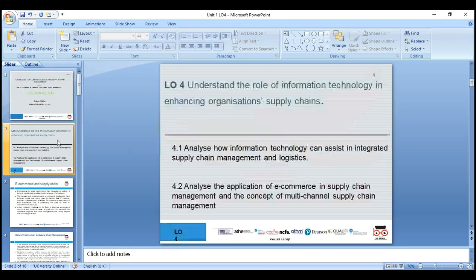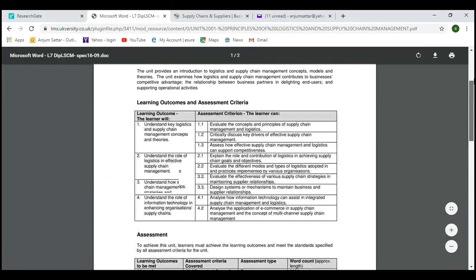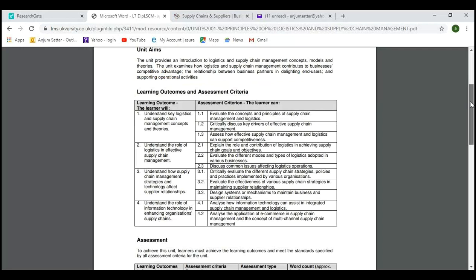So today's lesson will cover our LO4, learning outcome 4. Before starting our lesson, first we'll look at what we learned up to now, what we covered and what we know. In our unit, we covered 3 learning outcomes. First was understanding the key logistics and supply chain management concepts and theories, in which we learned various theories of supply chain management. And in the second lesson, we discussed the role of logistics in effective supply chain management.